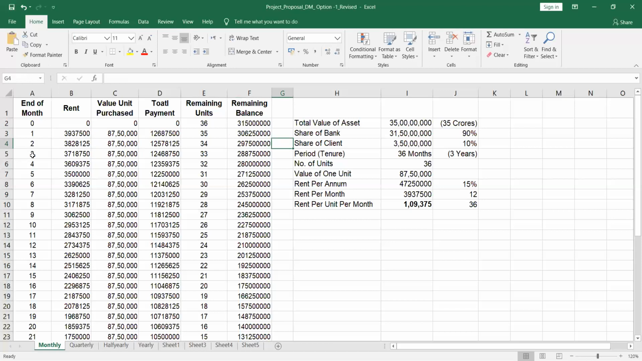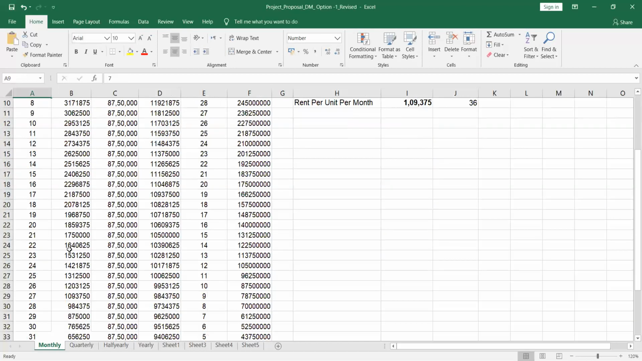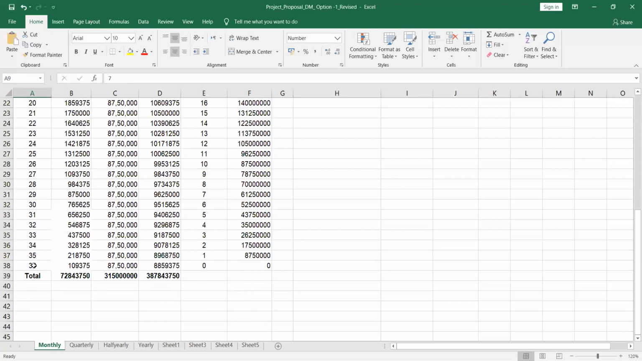So in this way, it will continue for the third month, 4th month, 5th month, 6th month, 7th month, 8th month, and then we will reach 36 months. At month 35, this much balance is there. Only one unit is left. After purchasing one unit, there will be no balance. 0 units will be there, and the whole asset will be transferred to the customer.